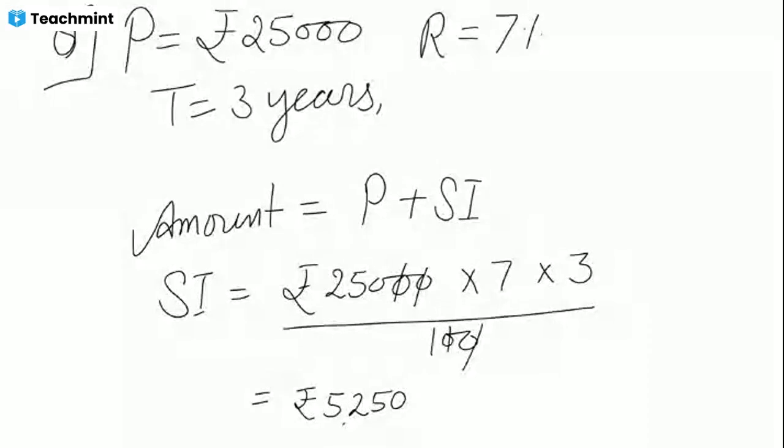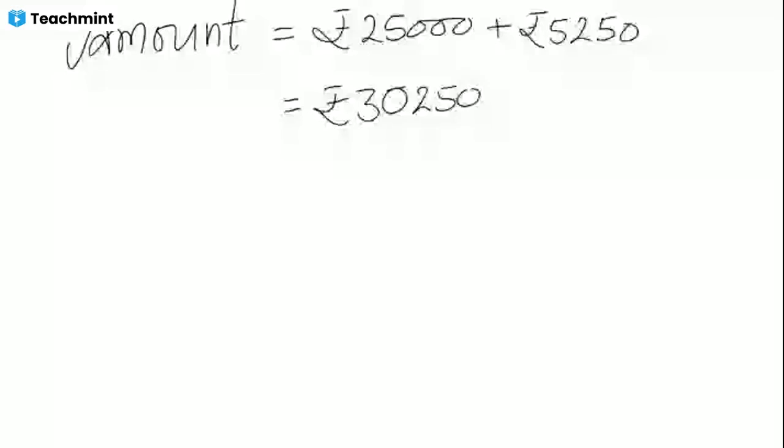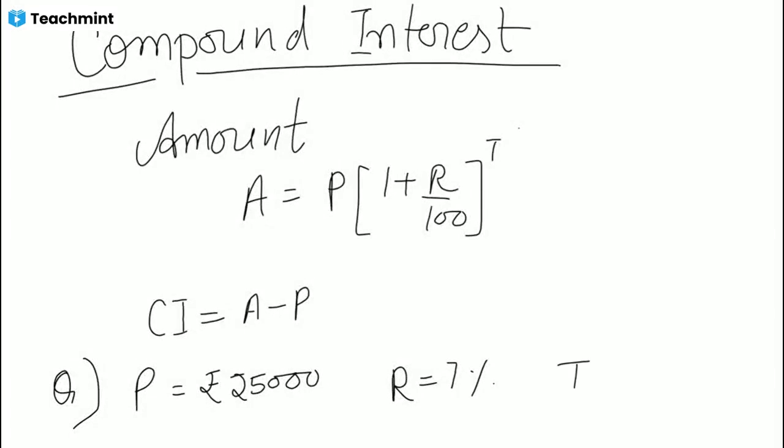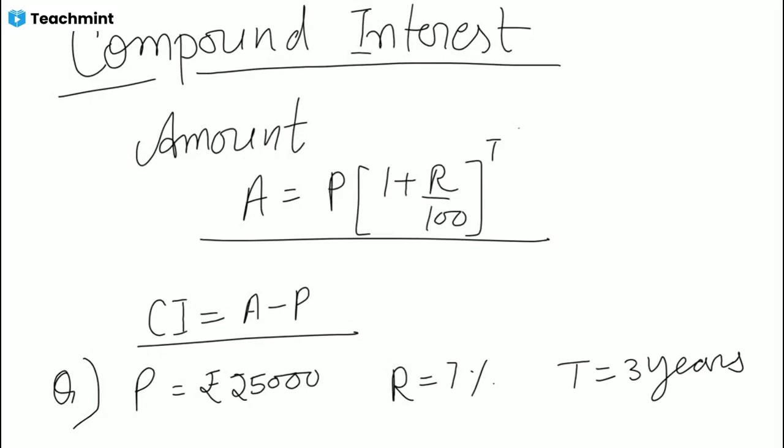This question, by using CI. So P here in question is 25,000, and R is 7%, and T is 3 years. And we need to find CI. So to find CI, first of all, we need to know the amount of that.